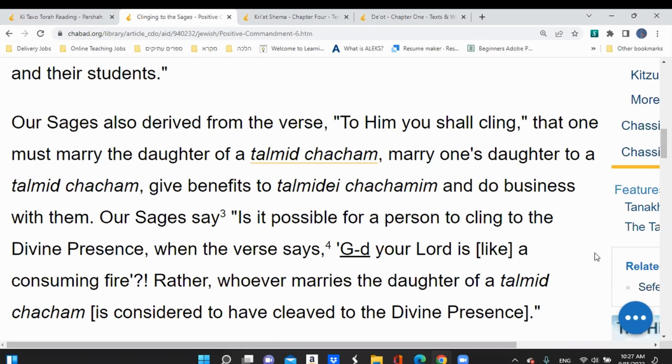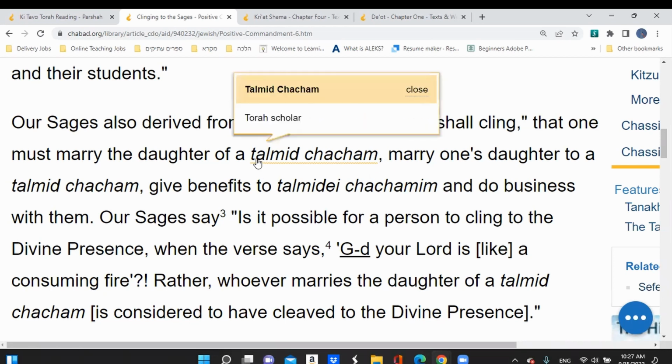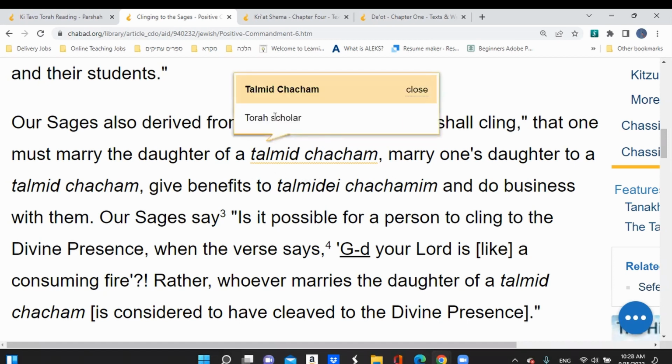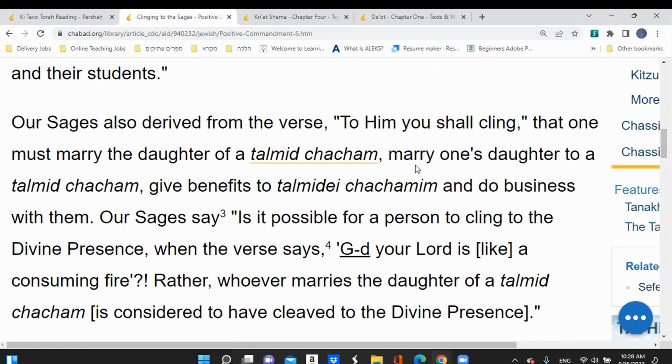So you can translate this two ways. It could be translated as a wise student. It could also be translated as a student of the wise. And a lot of people translate it as Torah scholar, but that's not the literal meaning. Literally, it's just somebody who's a student of the wise or of wisdom. Okay, let's continue. Marry one's daughter to a Talmid Chacham, give benefits to Talmidei Chachamim, and do business with them.